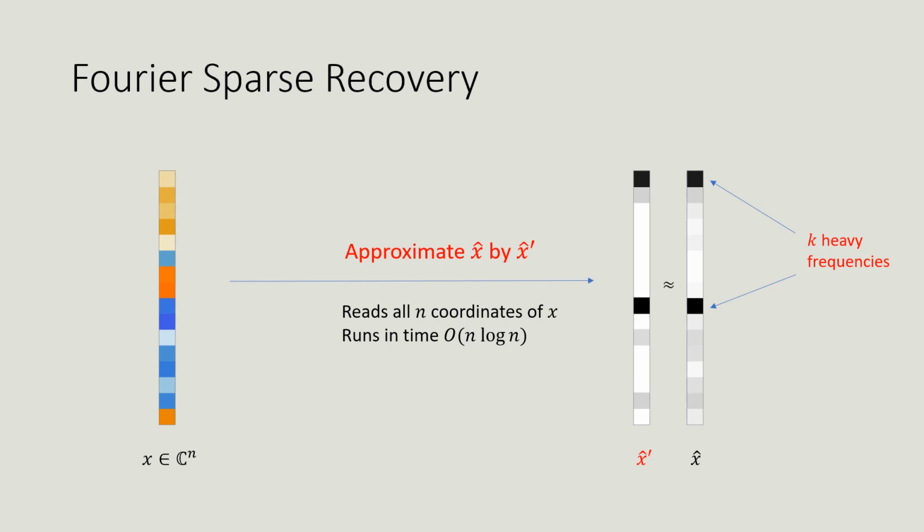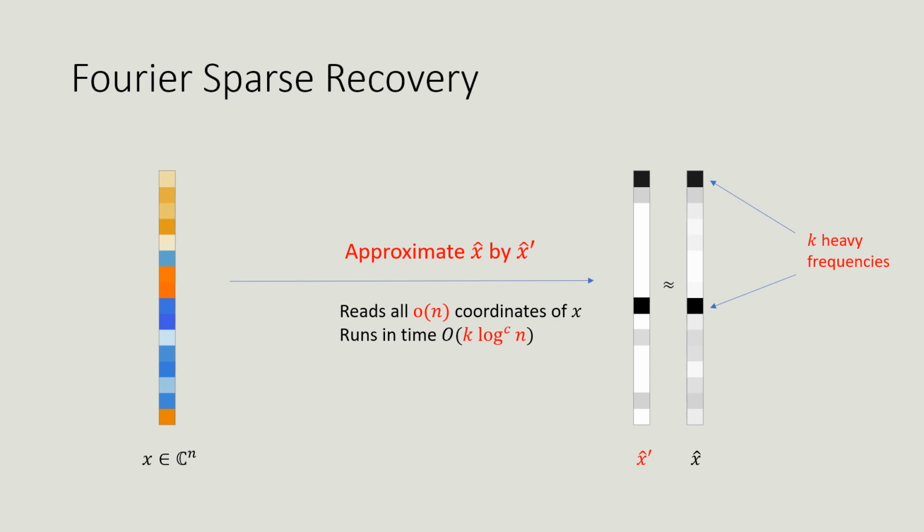The goal of the Fourier sparse recovery problem is to find the heavy frequencies and their magnitudes. Hence, we wish to output an x hat prime, which is an approximation to the actual x hat, and ideally should contain only the largest k frequencies. However, we do not restrict ourselves to output exactly k frequencies. Instead, we allow outputting slightly more frequencies, say big O of k of them, as shown in the picture here.